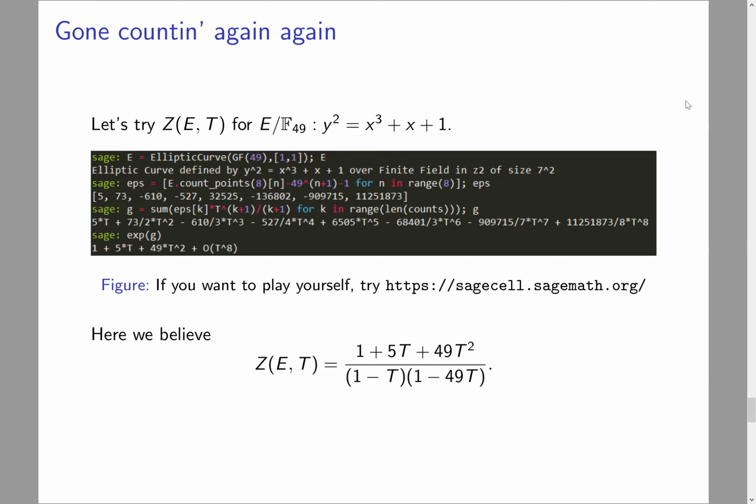So this suggests a specialized version of the Weil conjectures for elliptic curves. It looks like for elliptic curves, their zeta functions are some quadratic polynomial of a very special form. It's 1 plus something times t. Last time it was 0, this time it was 5. Plus q, the cardinality of the base field, times t squared. That's our numerator, and the denominator is always of this form. Let's check if we believe that to be true, that it would give us the Weil conjectures.